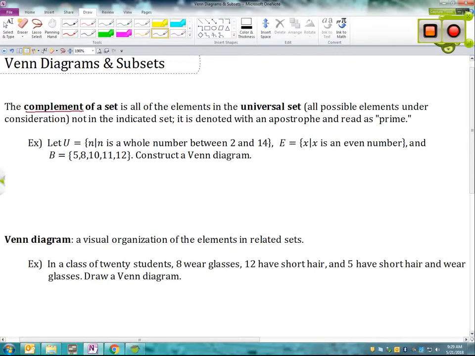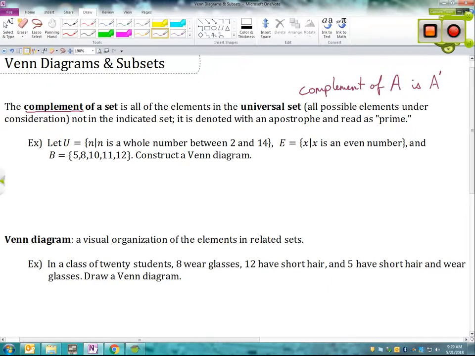So for example, if we're talking about set A, the complement of A is read as A prime. We put a little apostrophe on that. Basically, the apostrophe means not. So we have set A and we have not A. If we had all of the letters in the alphabet as the universal set and set A is all of the vowels, then A prime would be all of the letters that are not vowels. We have an example here.